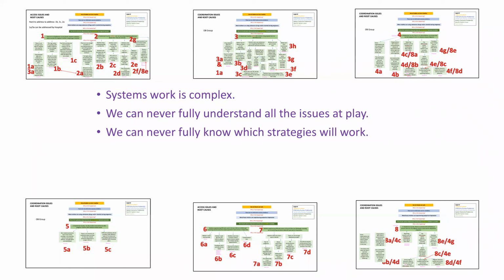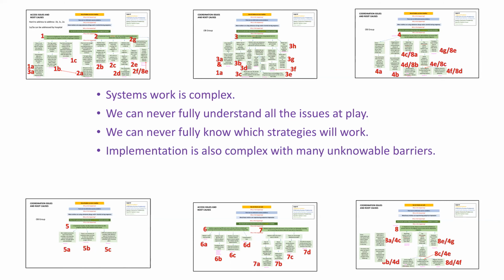We also have to acknowledge that we can never fully know which strategies will work. So while we're going to target very specific root cause issues, and we're going to design strategies to target those issues, we still can't know for sure what's going to work in that system because there is so much complexity. It's not a linear cause and effect. Do this strategy, you'll get this result. There's all kinds of factors, conditions, other issues that are happening that will play out and have an influence on our strategies. So what that means is then implementation is also complex with many unknown barriers, right?